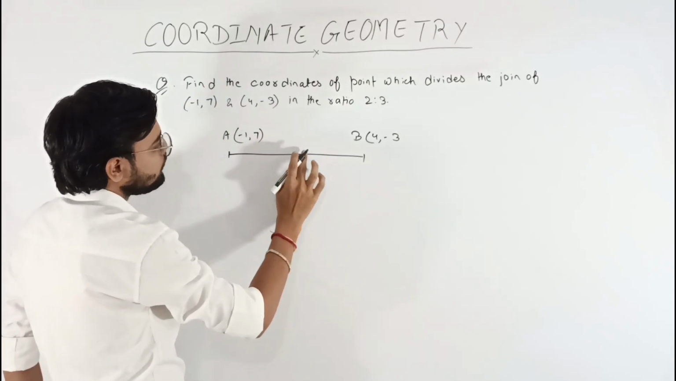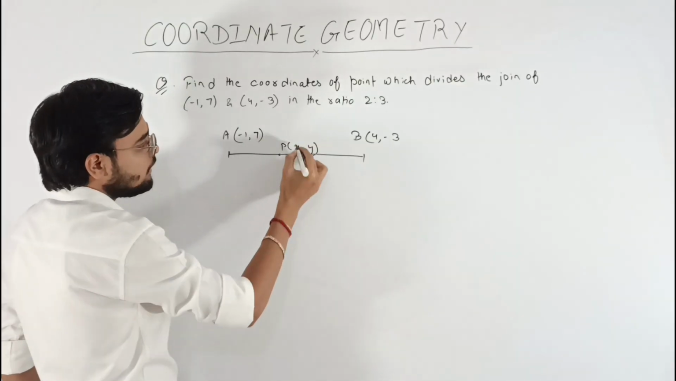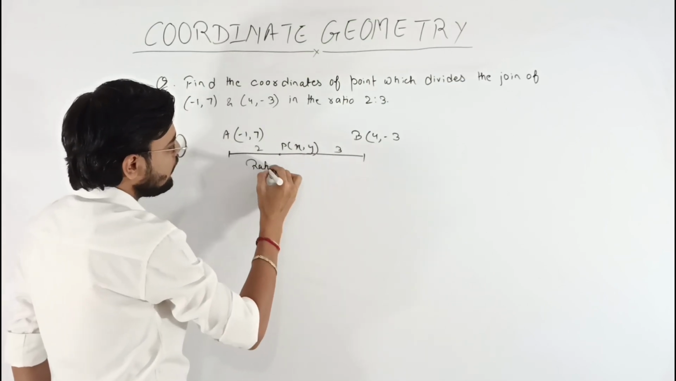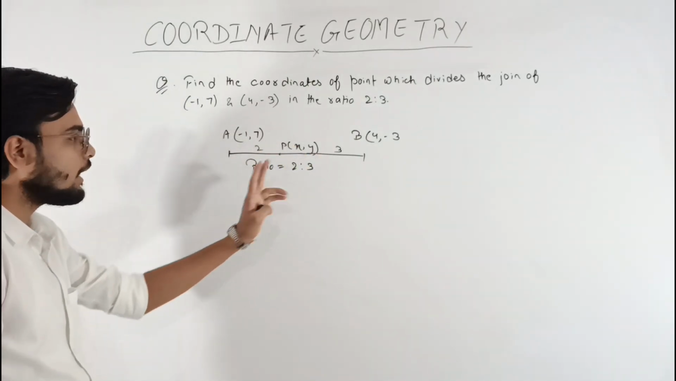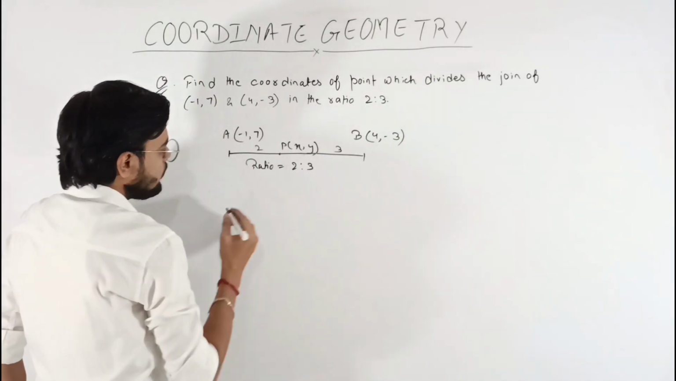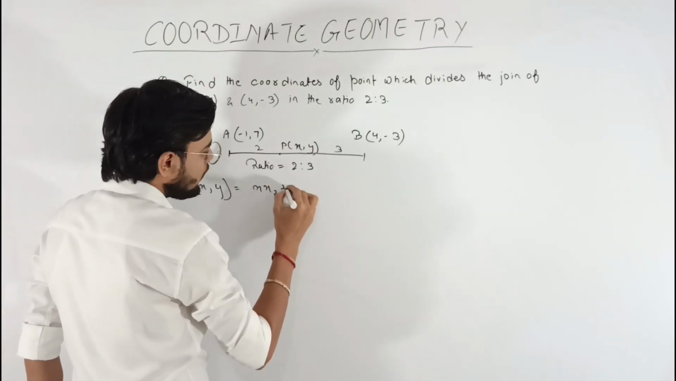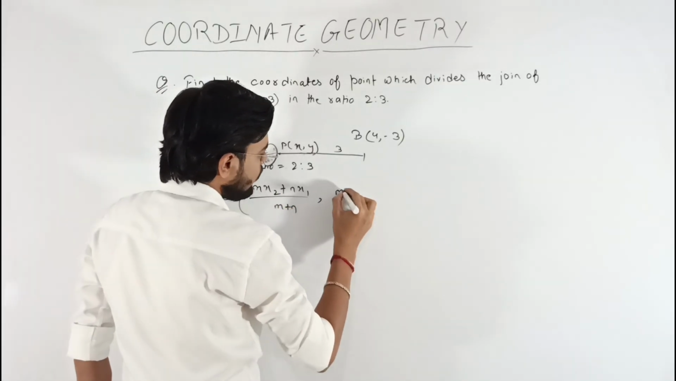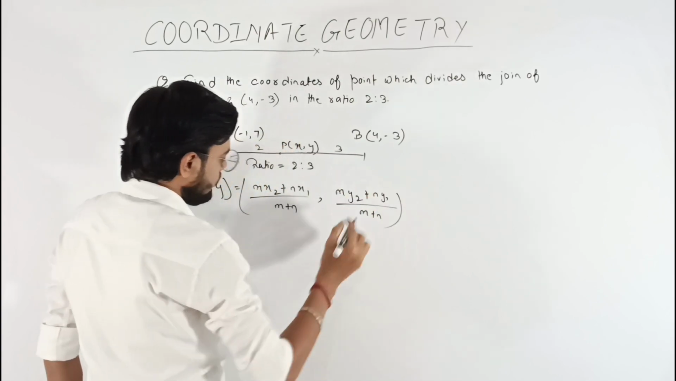Suppose this is my point. Okay, this is my point P xy, which divides this line in the ratio of 2:3, which means this is second part and this is third part. So here the given ratio is 2:3. We have to find the coordinates of this point which divides this line AB in the ratio of 2:3. So how do we find it? Using section formula. So what is the formula? P xy is equal to what? mx2 plus nx1 upon m plus n, and y coordinate is what? my2 plus ny1 upon m plus n.